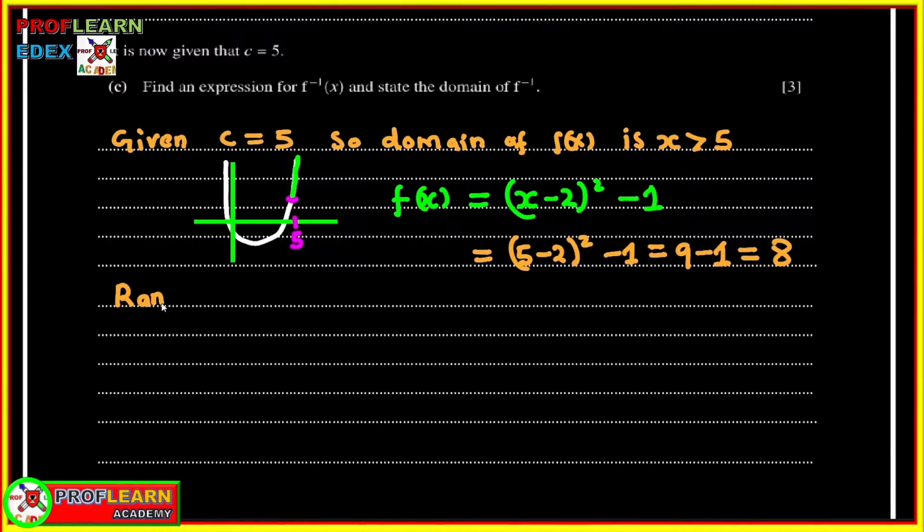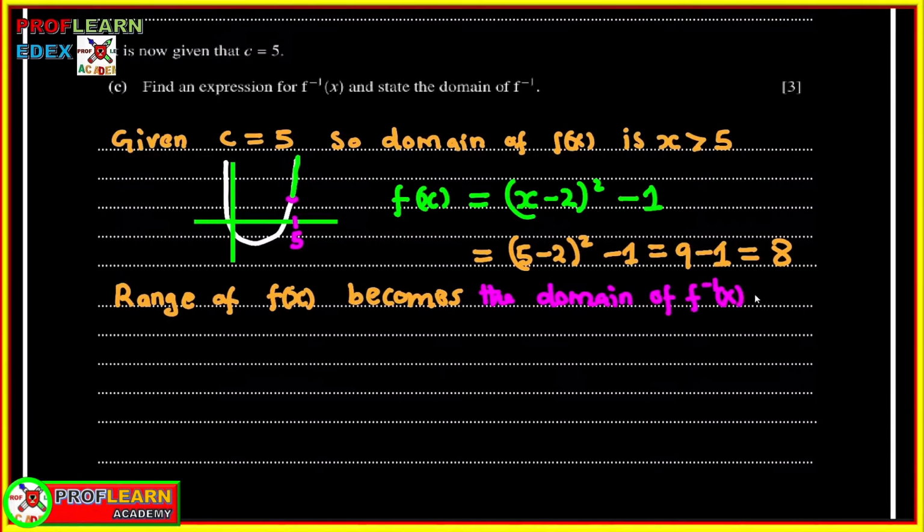And that will mean that if the range of this function is 8, then when you find the inverse of the function, the range becomes the domain of the inverse function. So you can now say the range of f of x becomes, of course, the domain of the inverse function. Therefore, the domain of the inverse function is going to be 8.